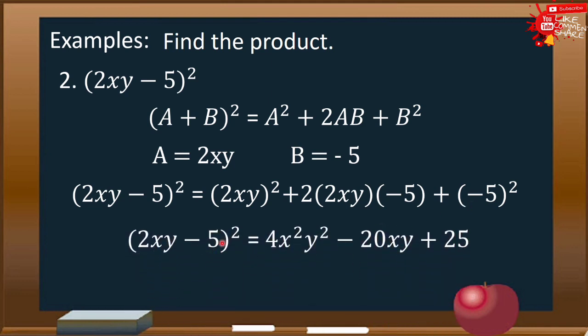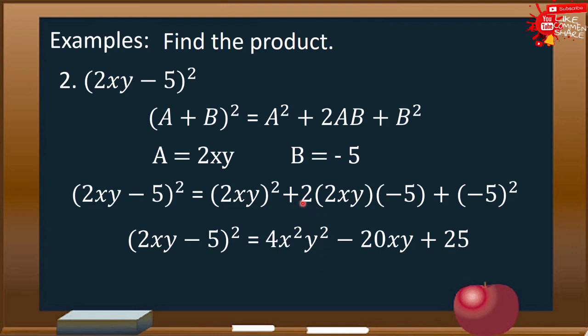So again, we have here the square of 2xy minus 5 is equal to, what is the square of 2xy? It means that we will multiply 2xy to itself twice. So what is 2xy times 2xy? Or we just simply distribute the exponent outside the parentheses to each of the exponents in the given numerical and literal coefficient. Okay? So that's why we will have 2 squared. What is the value of 2 squared? We have 4 because it is 2 times 2. Then we have x squared. Then we have y squared.